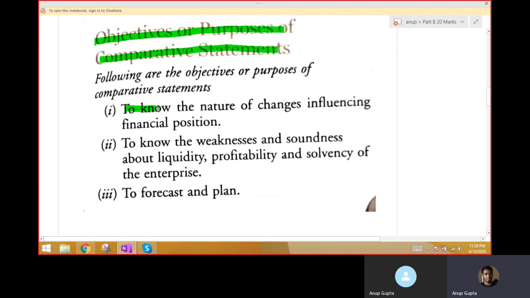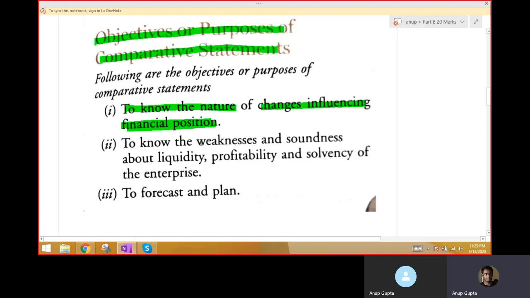The first one is to know the nature of changes influencing financial position. For example, the current asset was 10 lakh in the previous year and now it is 15 lakh. So there is an increase in current assets by 5 lakh. So to see the trend of changes in the financial statement, and why they are changing or what factors are influencing those changes, we make comparative statements.